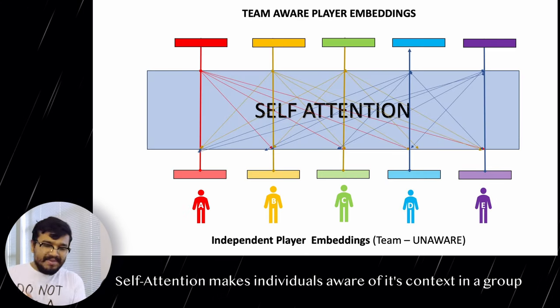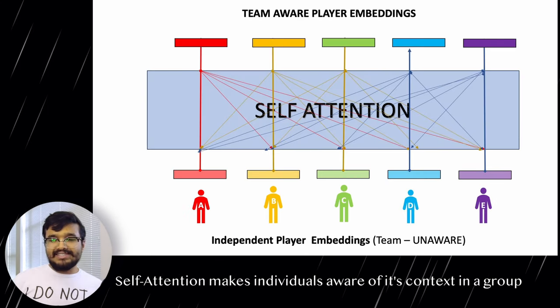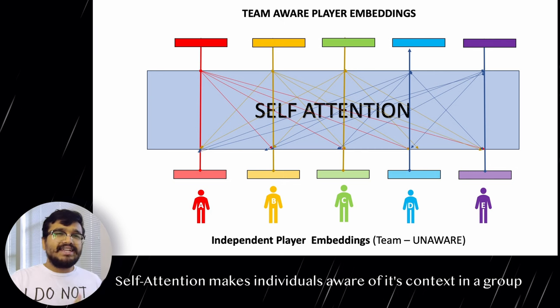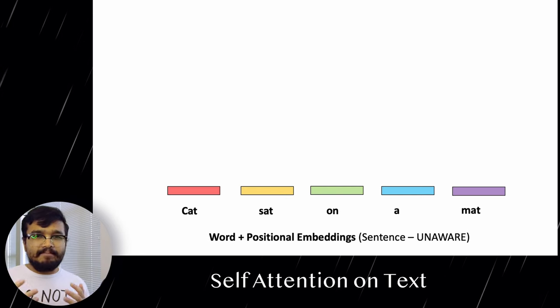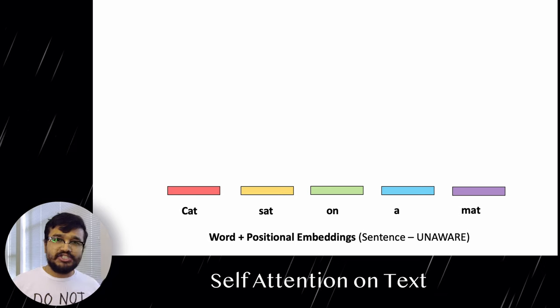Of course, this team-based example is kind of contrived, and it's not really practical, but it's an effective way to illustrate the point. Let's now go into some more practical use cases for self-attention. Let's say you have a sentence. A sentence can be looked at as a team of words or tokens. Each token can be independently embedded using word embeddings and their positional encodings.